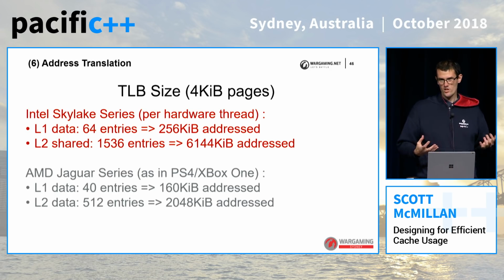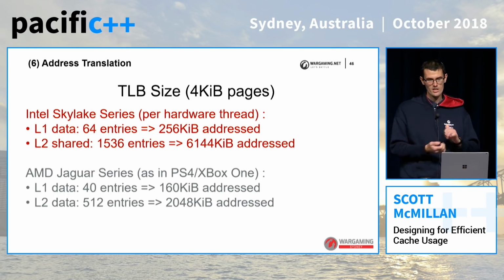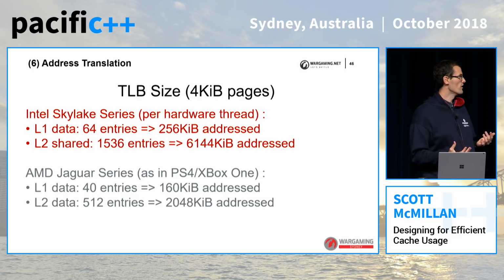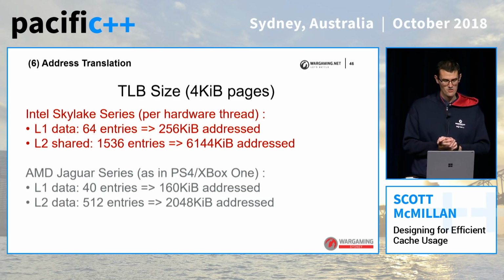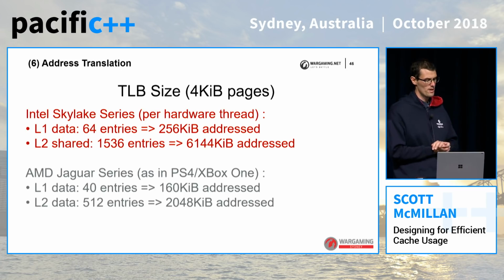If translation information isn't cached, you've got to access the page table, which can be a significant cost. So what can we do about this? From one point of view, you could aim to avoid sparse data structures and try to aim for good access locality at a page level, not just a cache line level. But that's often easier said than done. And we're talking about a really small amount of memory here.